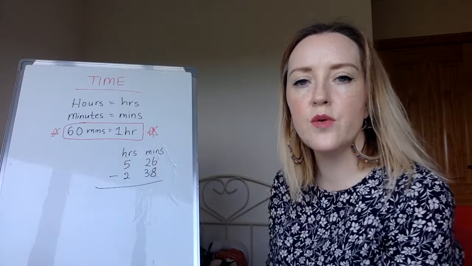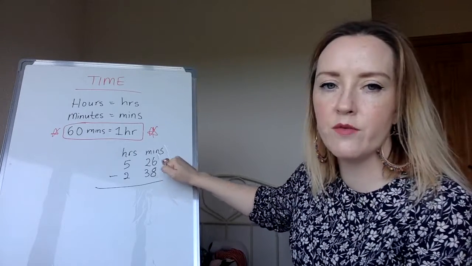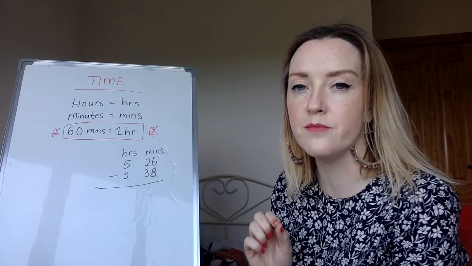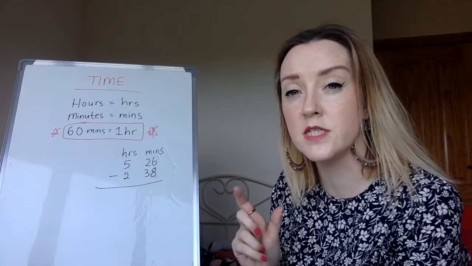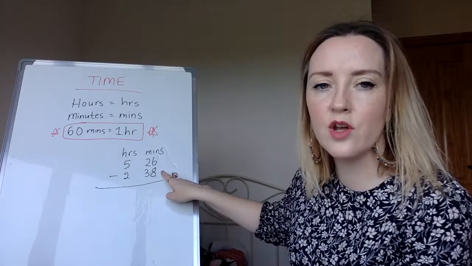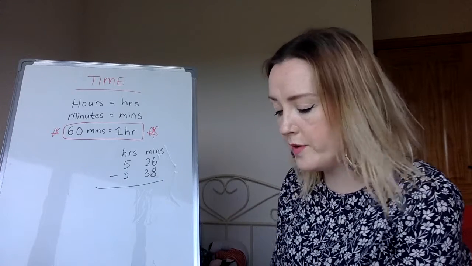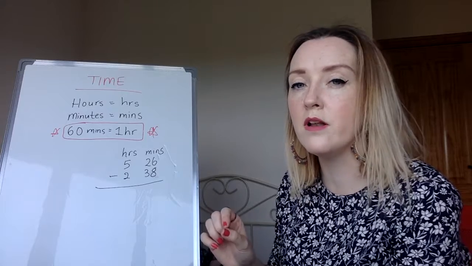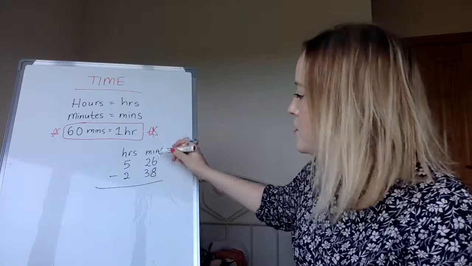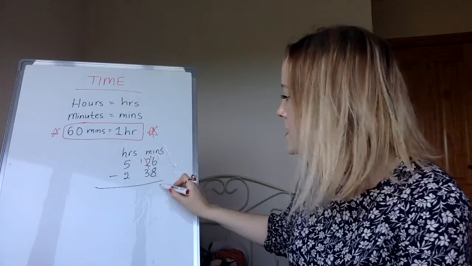Right, boys. So you will see straight away that you can't take 38 minutes from 26 minutes. Now I want you to listen very, very carefully at this point, because this is where it gets tricky, so just be careful. We can't take 38 from 26. Now if we were doing a normal subtraction, this is what we would do. We would say 8 from 6 we cannot do. So we borrow from over here, make that 16. 16 minus 8 is 8.